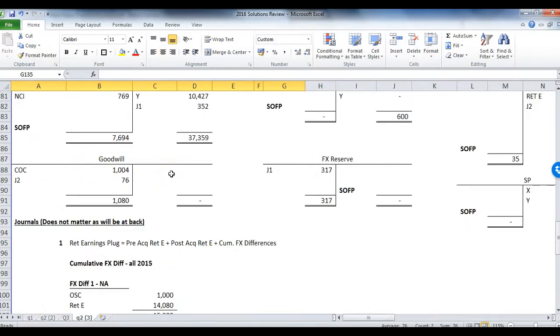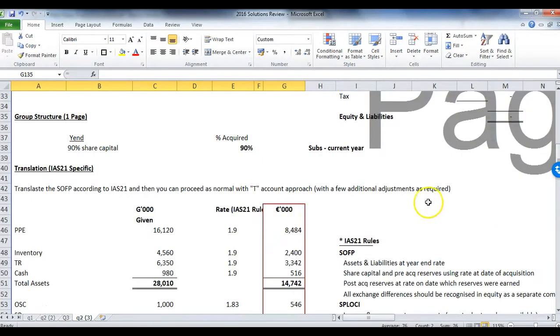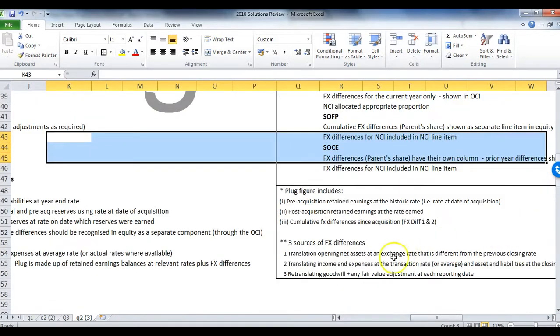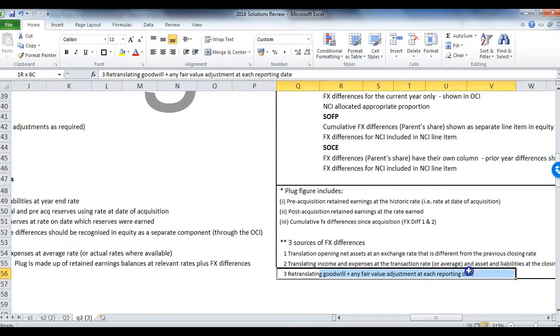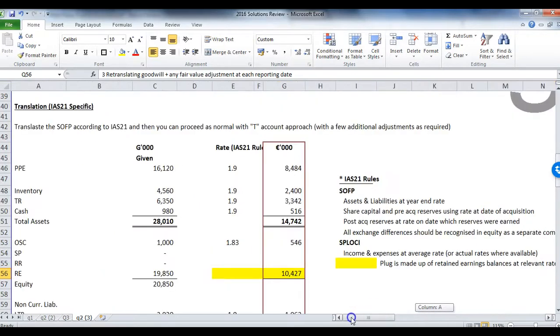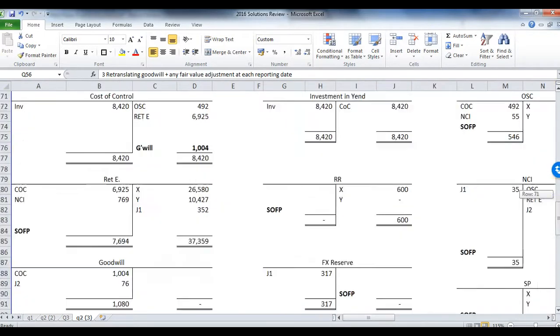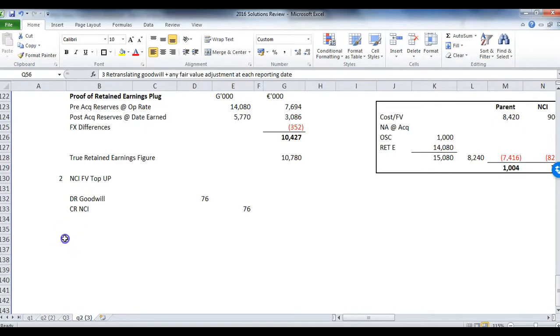Now, one of the other things that I've mentioned up here is that, specific to consolidated questions, there is a third source of FX differences, and that is that goodwill needs to be, or if you have any fair value adjustment, which we don't in this case, goodwill needs to be retranslated at the closing rate, and that will arise a foreign exchange difference again. So we're going to go to working 3, goodwill retranslation.